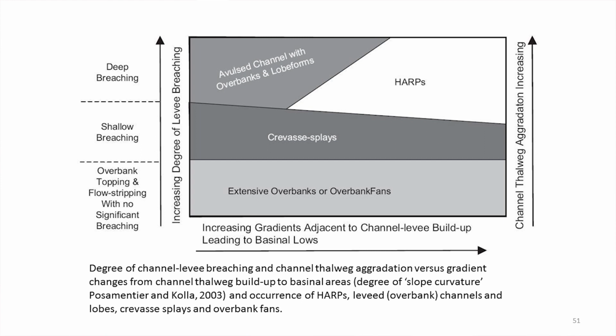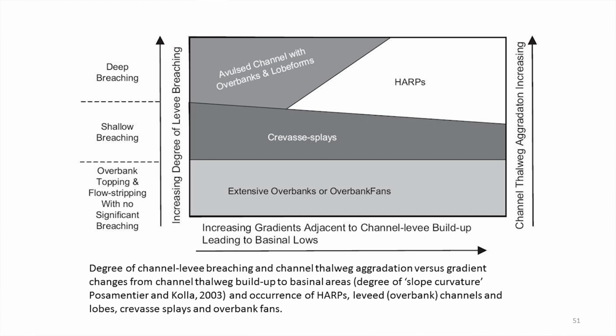So when and why do we get frontal splay? Why does a channel turn into a splay? There are various matrices that can lead us along. This is just a discussion matrix. So on the y-axis we have the increased degree of levee breaching. So channel axis, channel margin, levee, and overbank area.